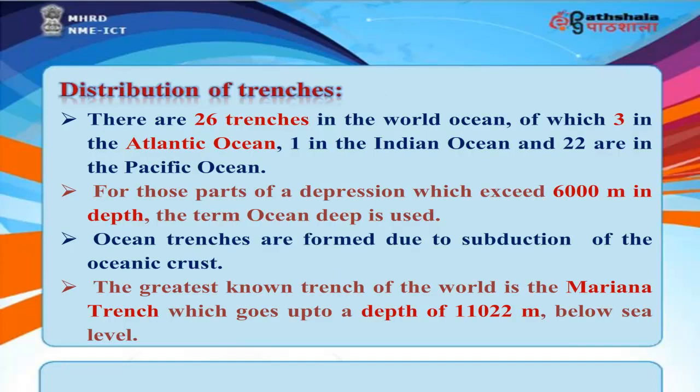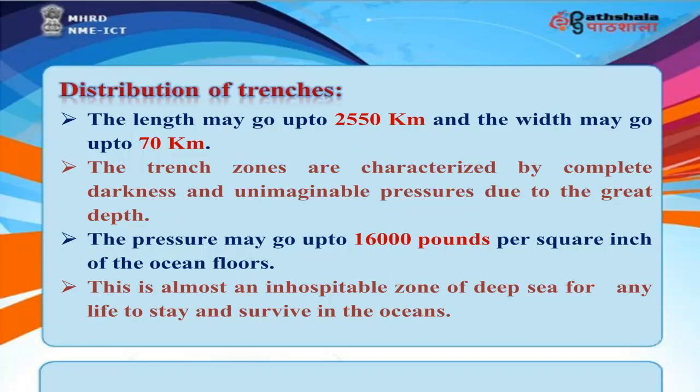Distribution of trenches. There are 26 trenches in the world ocean, of which 3 are in the Atlantic Ocean, 1 in the Indian Ocean, and 22 are in the Pacific Ocean. For those parts of a depression which exceed 6,000 meters in depth, the term ocean deep is used. Ocean trenches are formed due to subduction of the oceanic crust. The greatest known trench of the world is the Mariana Trench, which goes up to a depth of 11,022 meters below sea level. The length may go up to 2,550 kilometers and the width may go up to 70 kilometers.